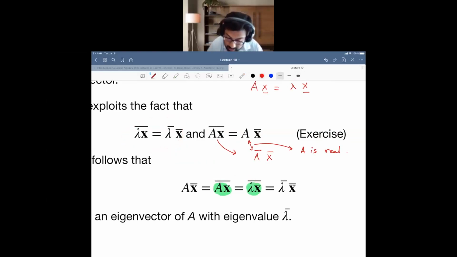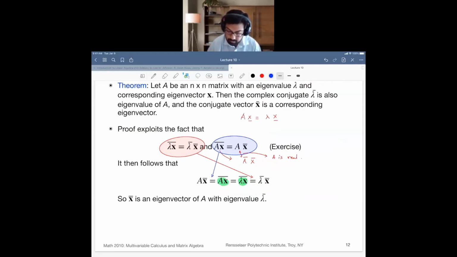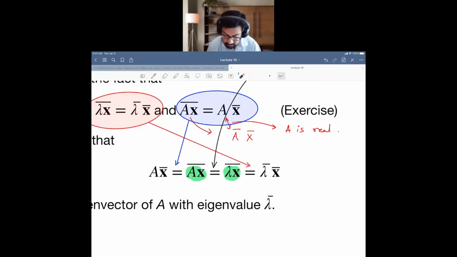All right, let me just mark and point. So for the last one, you have lambda x conjugate will be the product of the conjugates, which is lambda conjugate and x conjugate.